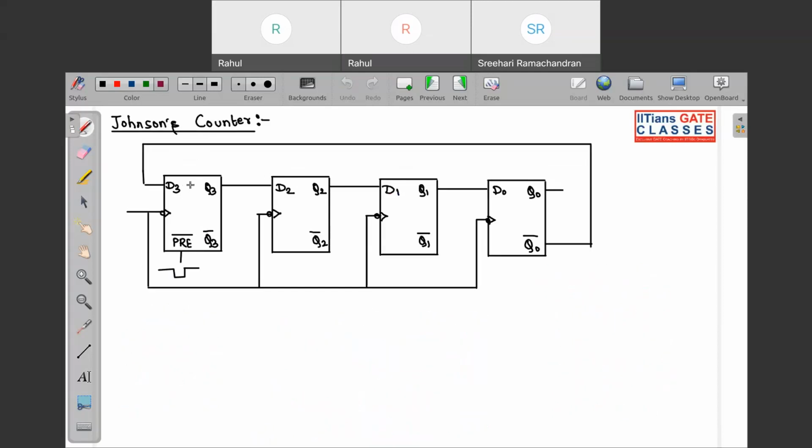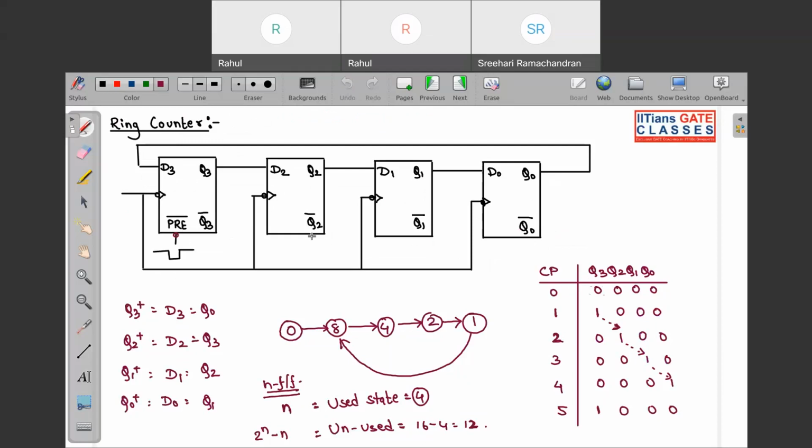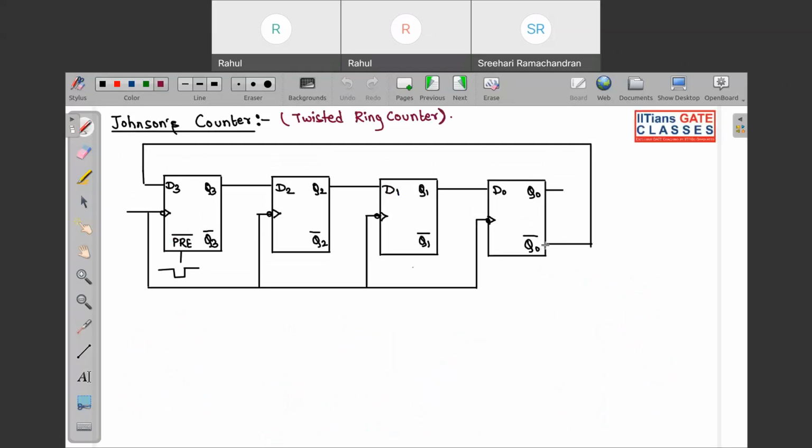Okay, so the next is your Johnson counter, which is also known as a twisted ring counter. Now what is this twisted ring counter? In your normal ring counter, the feedback is given from the normal output of the last stage to your first flip-flop. But over here, you are basically taking the complement output of the last flip-flop.